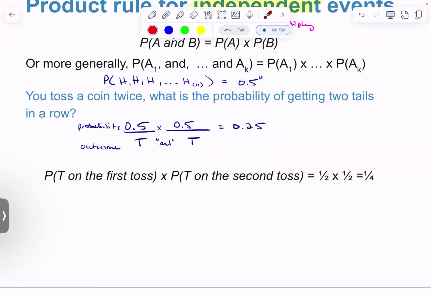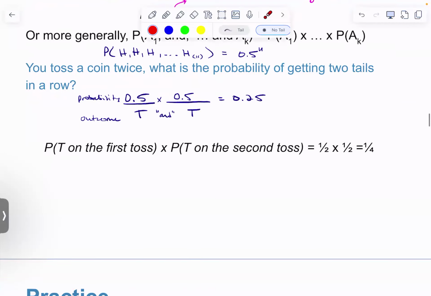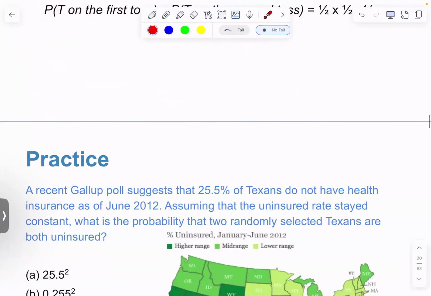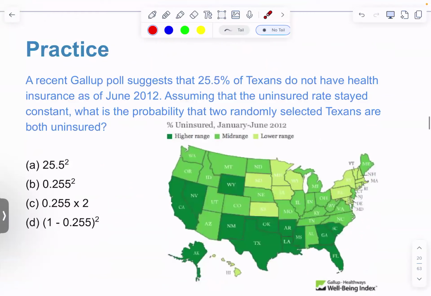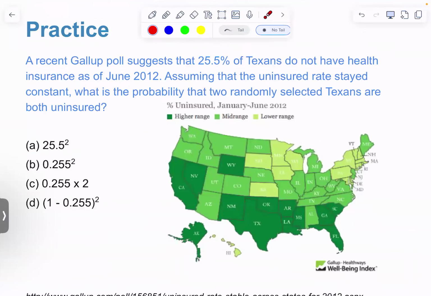Do I have an example? I don't. Let's use this one. Gallup does all these fancy surveys. They're a huge survey company. A recent Gallup poll suggests that 25.5% of Texans do not have health insurance as of June 2012. Assuming that the uninsured rate stayed constant, what's the probability that two randomly selected Texans are both uninsured?